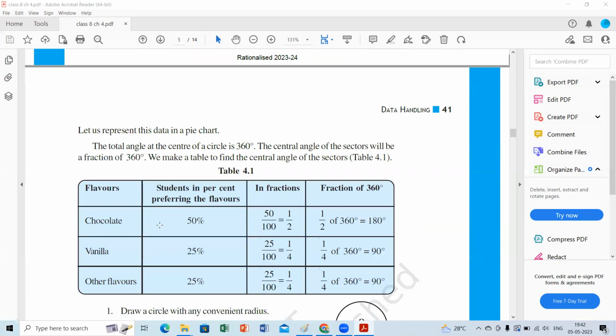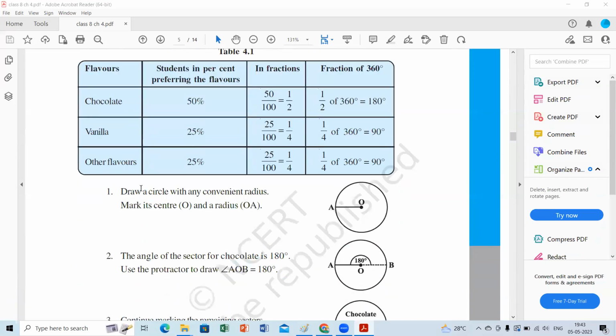First step is you need to construct the table, children, and you need to make the central angle for each of the sectors. How to make a central angle for each sector is more important. First, if it is given in percentages, you have to convert the percentage to fractions. Then whatever fraction you are getting, multiply with 360. Why we multiply with 360 is because the center of the circle is 360 degrees. That's why we are multiplying with 360 degrees.